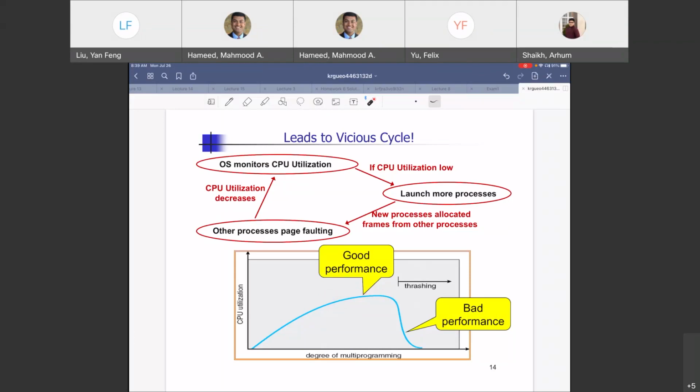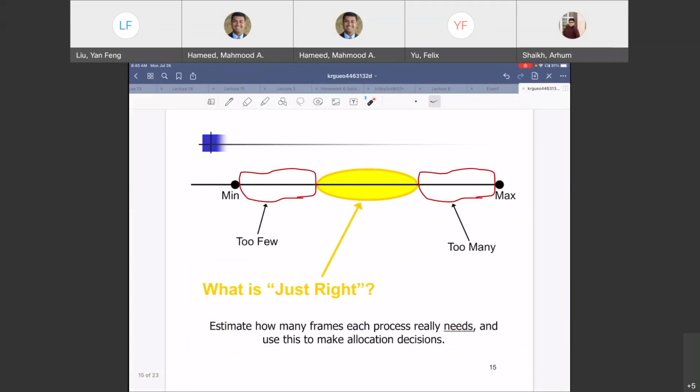And the operating system for that suspension can monitor two things. One, CPU utilization, or an alternative technique is to monitor page fault frequency. And we'll talk about that second approach in a little bit. All right, so too few frames cause the problem of thrashing for the few processes.